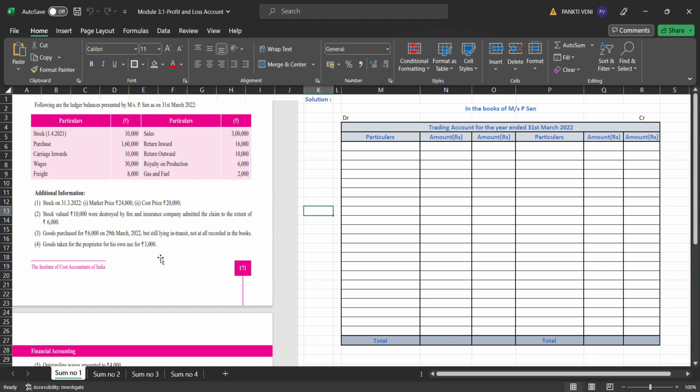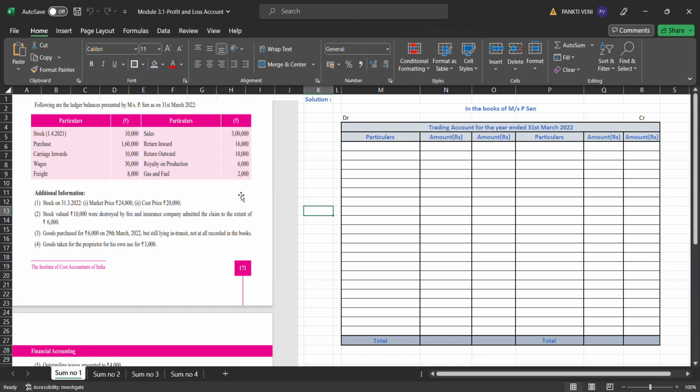Let us start with this sum. I hope that we have a little idea about these sums because of our +2 and +1 syllabus. There we have covered the basic trading account, trading and P&L account sums, and balance sheet sums. So more or less we have similar questions here also. Little more difficult questions we will also cover here. So I'm starting with sum number 1.